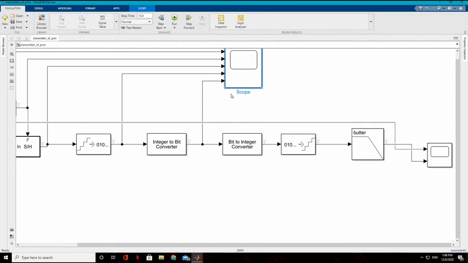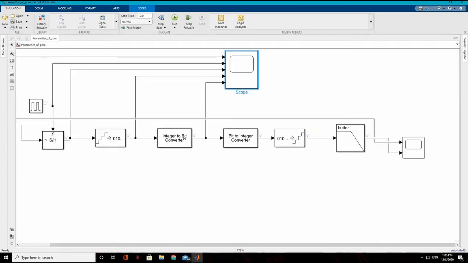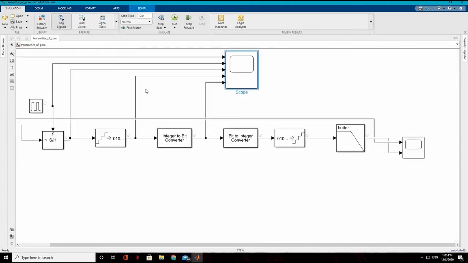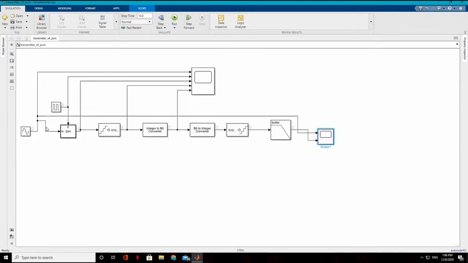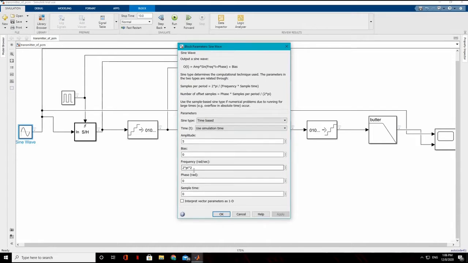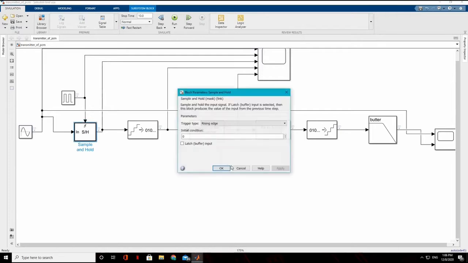So this scope and scope 1 are nothing but sinks that are used to represent the output of a particular block at a particular simulation time. Scope will be representing the sample and hold, the uniform encoder, the integer to bit and bit to integer converters, and the uniform decoder, and the Butterworth will be displayed by scope 1. And before moving on, you have to specify what your inputs are. Okay, you have to specify what your inputs are to each and every block.